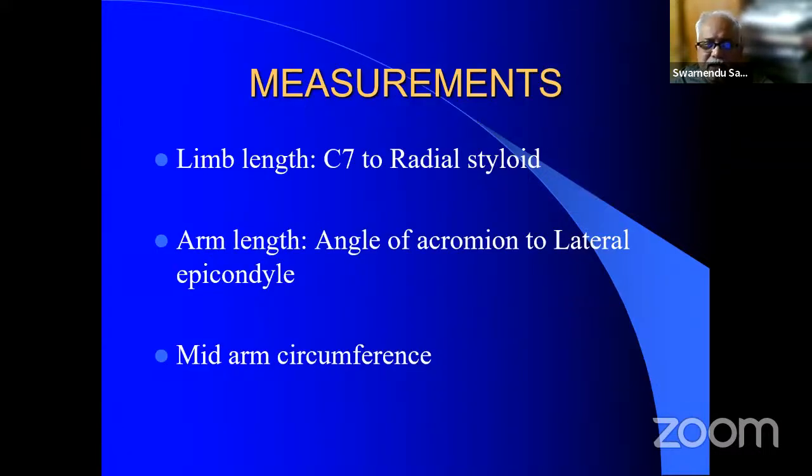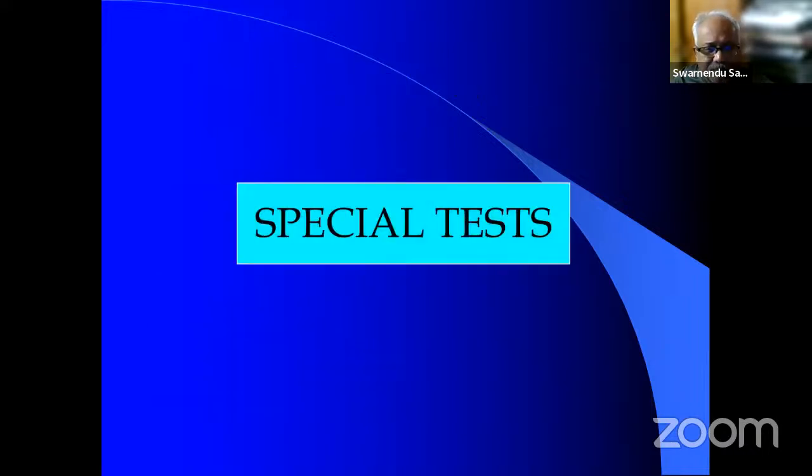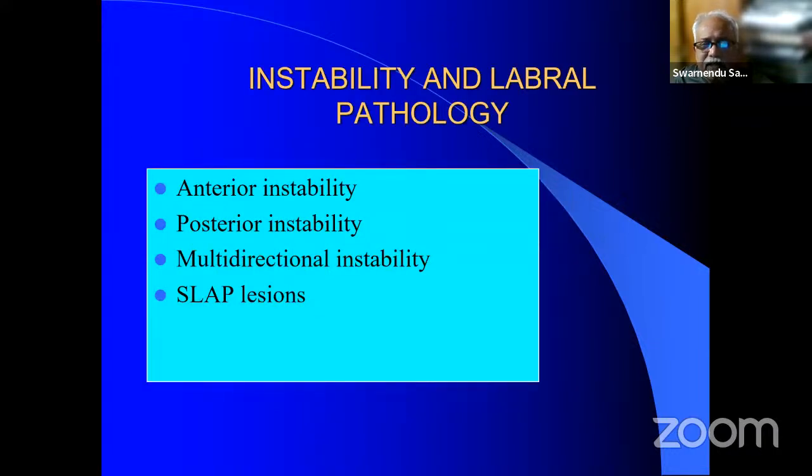Then for measurement, you can take the limb length, like this is for the exam purpose, from C7 to radial styloid, the arm length from the angle of the acromion to the lateral epicondyle, and mid-arm circumference. The muscles to be tested around the shoulder are your deltoid, the lat dorsi, trapezius, rotator cuff, serratus anterior, and rhomboids, other than other muscles. So special tests are also there for instability, like anterior instability, posterior instability, multidirectional instability, and the SLAP lesions.